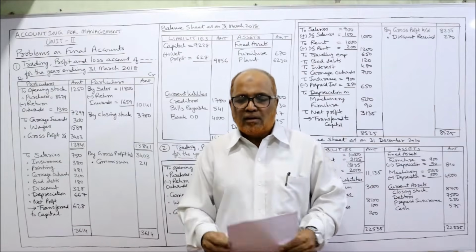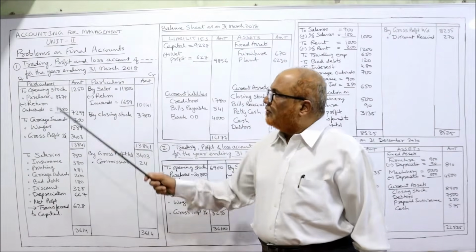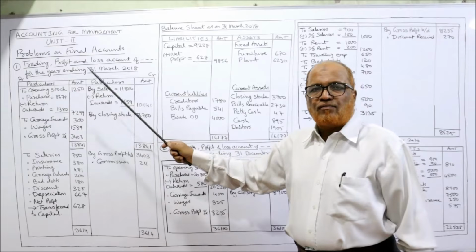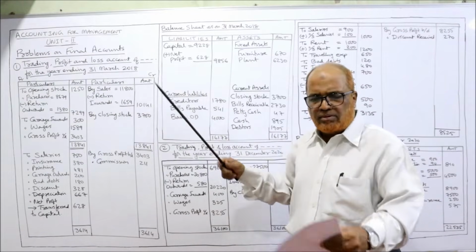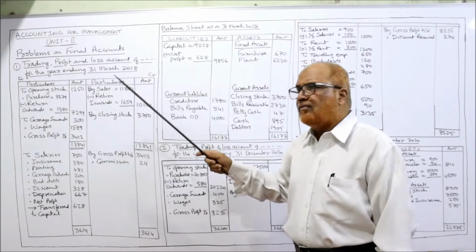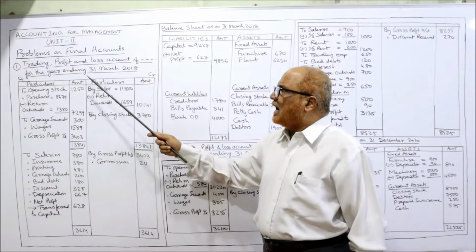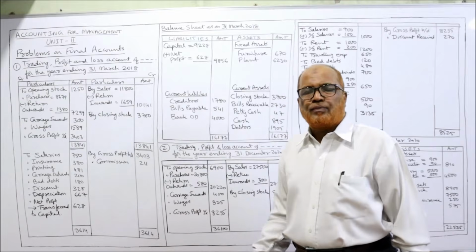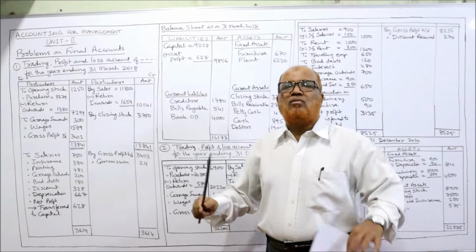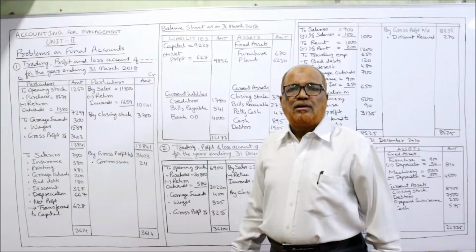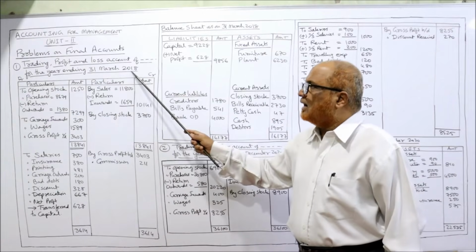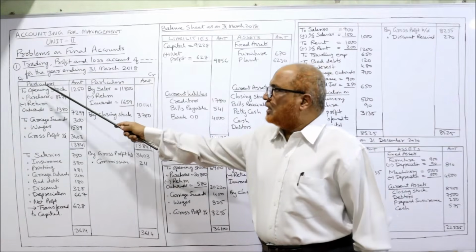Now, how the solution will appear. The answer for this question will be like this. Trading and profit and loss account of ___. The name is not given; if a name is given, we would have written it. For the year ending 31st March 2018. Always, the trading and profit and loss account is prepared for a period of 12 months. So, year ending 31st March 2018. Debit side, credit side.